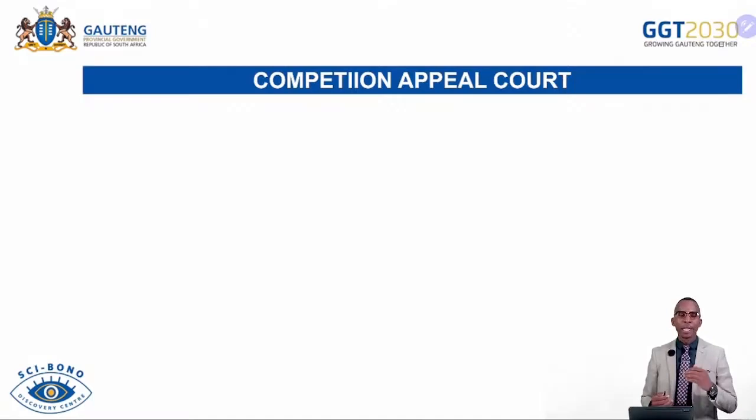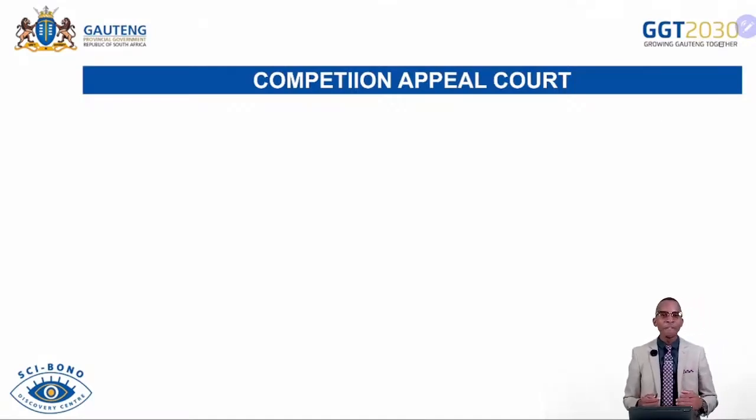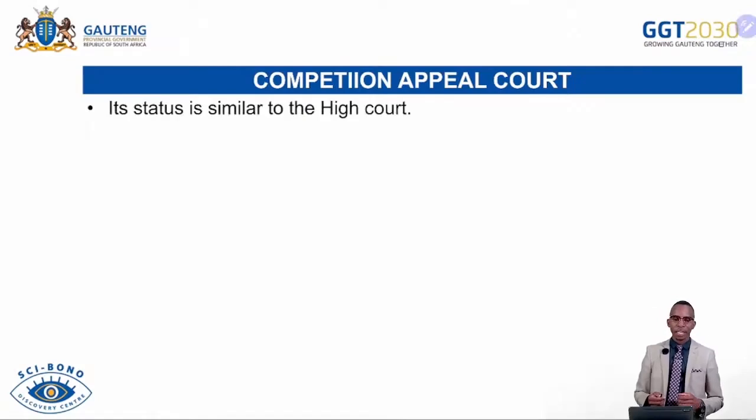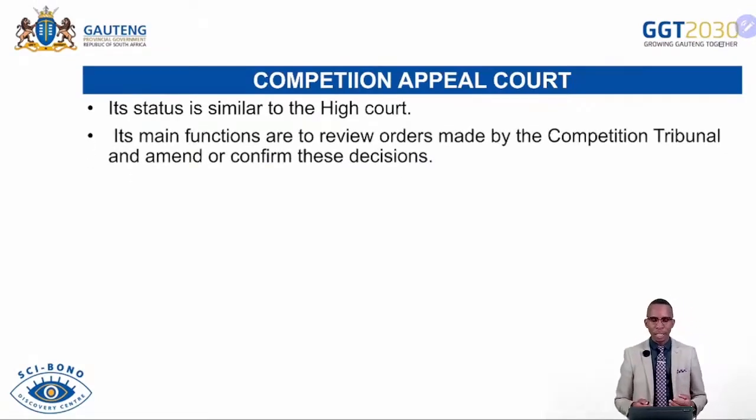What will happen? The Competition Appeals Court will do its own investigation on the firm's misconduct. If ever the firm is found guilty, what will happen? The charges that were imposed by the Commission Tribunal will remain. But if the firm is not found guilty by the Appeals Court, then the fine that was imposed by the Competition Tribunal will be withdrawn from the firm. So its status is similar to the High Court. Its main function is to review orders made by the tribunal and amend or confirm these decisions.